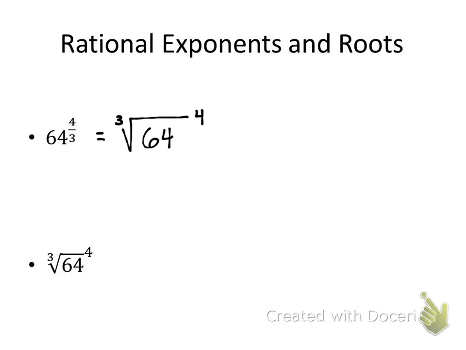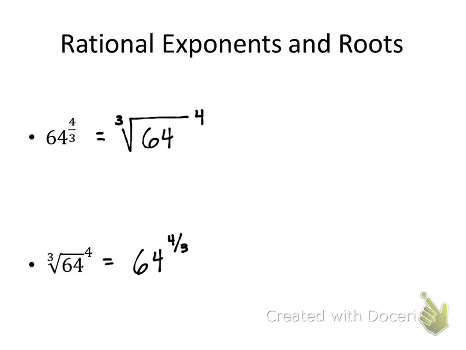Then, vice versa, if somebody were to ask you to change from radical form to exponential form, 64 would stay our base, the exponent 4 would be our numerator, and the denominator is going to be the root, or the small number in front of the radical sign. So that's just how we would change it from one form to another. So the top number is always the exponent, the bottom number is always the root when you're dealing with an exponential fraction.